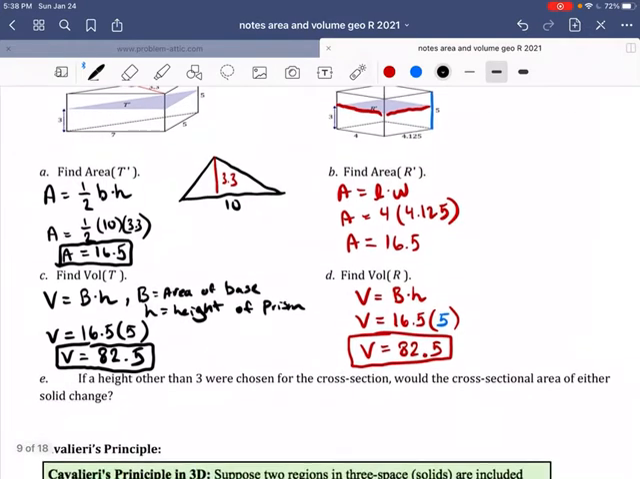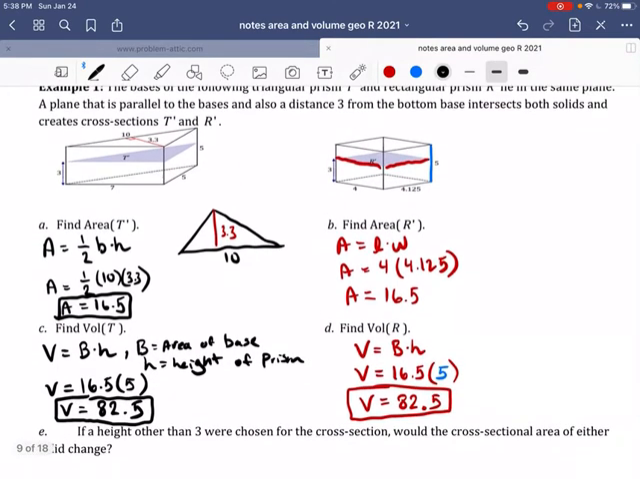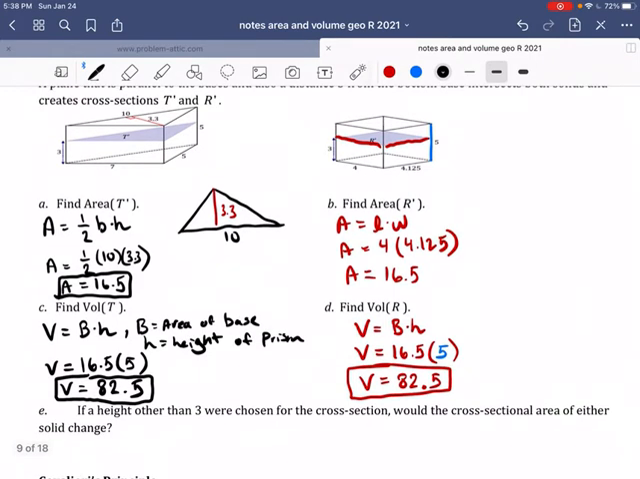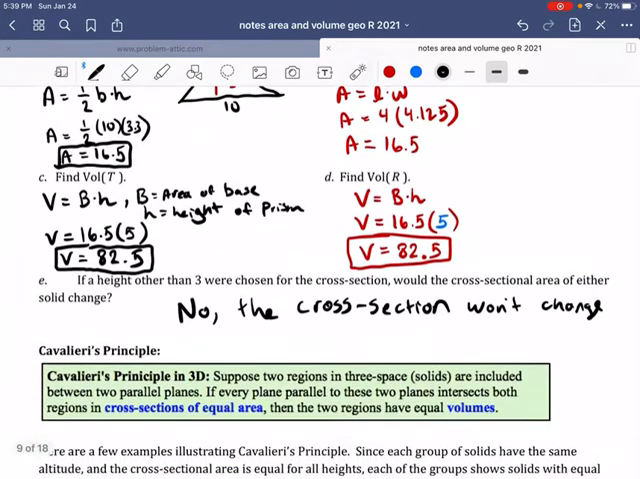Okay? So it then says, if a height other than 3 were chosen for the cross-section, would the cross-sectional area of either height change? For instance, say that we went up 4 units instead of 3. Well, no. The cross-section wouldn't change. It's still the same object there, and still the same cross-section because of the fact that it is a right prism. So no, the cross-section won't change. That's it. If you want to write because it is a right prism, that is fine.